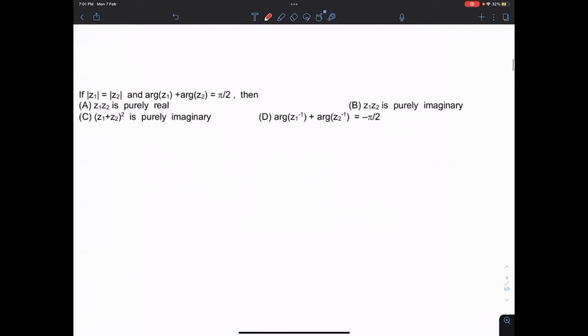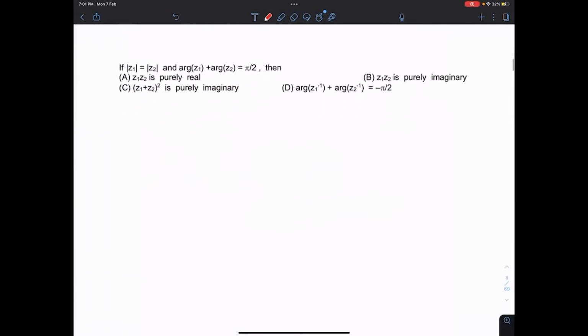For example, if I take this one, mod Z1, mod Z2, both are same. They have given argument of Z1 plus argument of Z2 as pi by 2. So that means R1 equals R2, let's say that is R, and theta 1 plus theta 2 is pi by 2. Then they are asking some questions: is Z1 Z2 purely real, purely imaginary, something. So what you do is, can I write Z1 as R e power I theta 1? Then what will be Z2? R e power I theta 2.